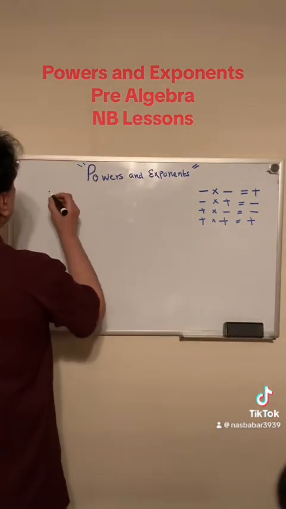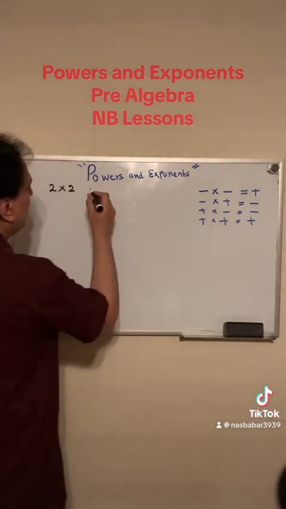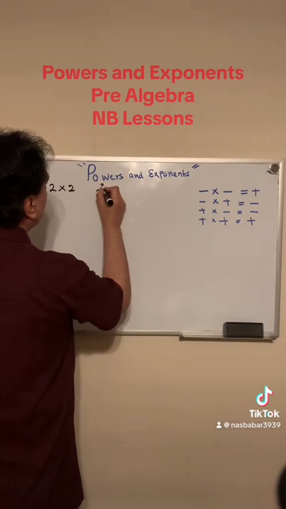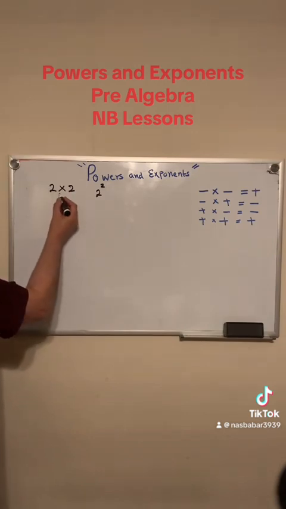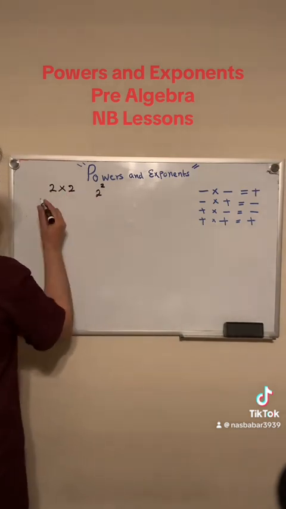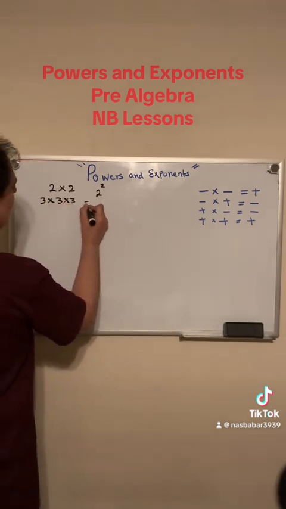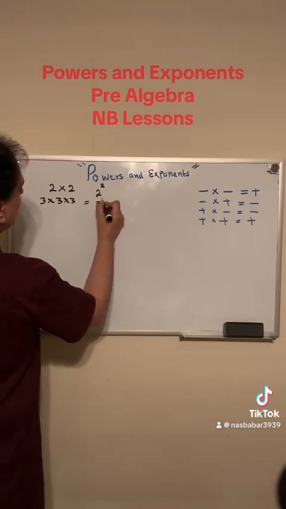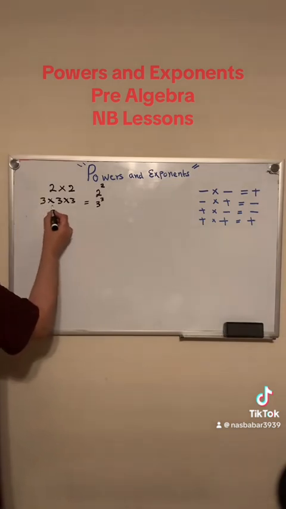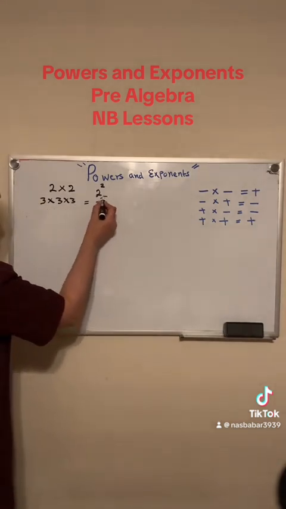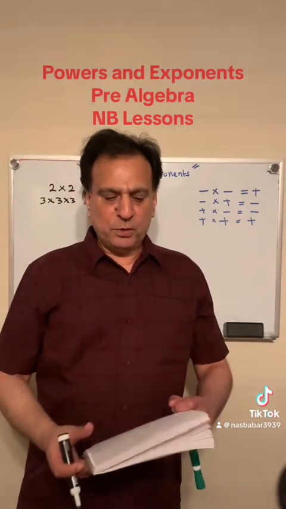So if you want to multiply, let's say, 2 by 2, I can write this as 2 to the power of 2. Okay, so this is a short way of having this multiplication being denoted by this. So what if it's 3 times 3 times 3? I can write this as 3 to the power of 3. You see, over here I have to write 3 times 3 times 3, and then all I did was 3 raised to power of 3. So that's what basically it is.